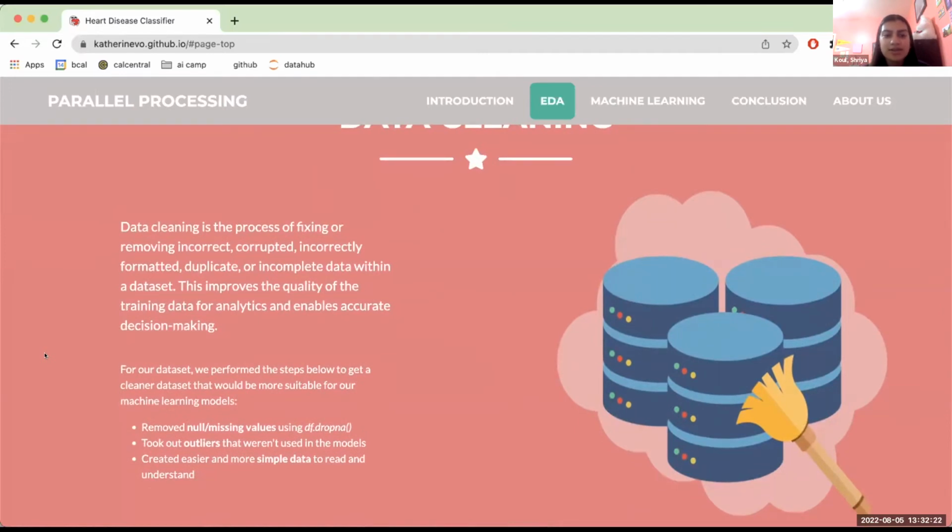So for our data set, we wanted to use data cleaning because it would be more suitable for machine learning models. Data cleaning is a process of fixing or removing incorrect or incorrectly formatted or incomplete data within a data set. This helped improve the quality of the training data for analytics, and it enables accurate decision making. Some of the things that we did were removing null or missing values, taking out outliers that weren't used in the models, and we created easier and more simple data to read and understand.